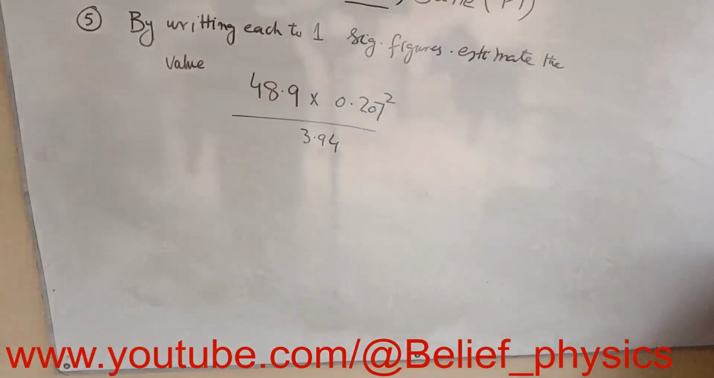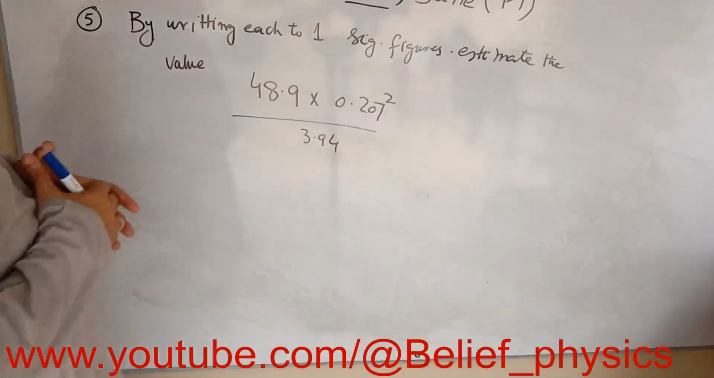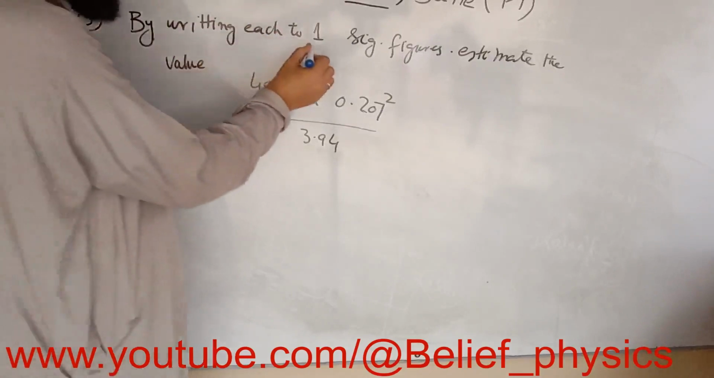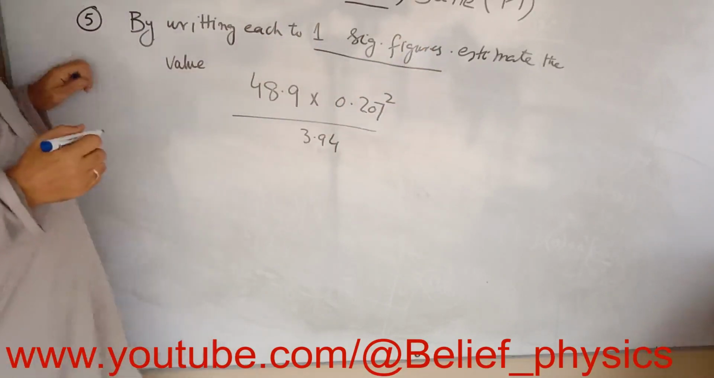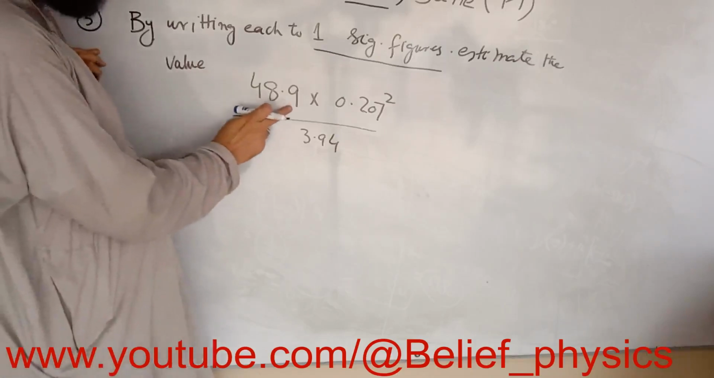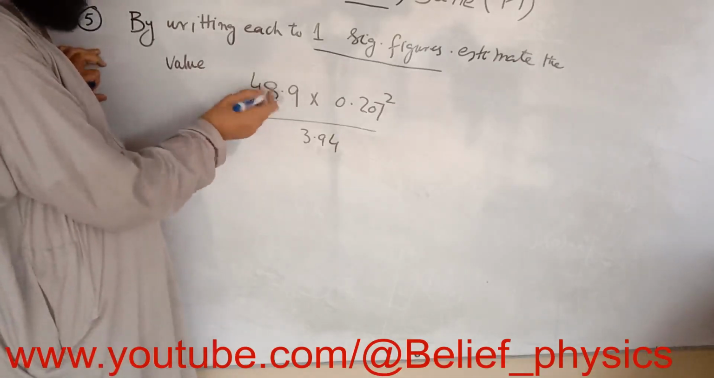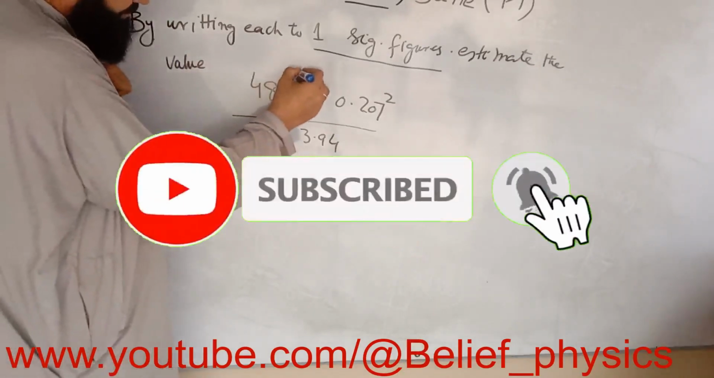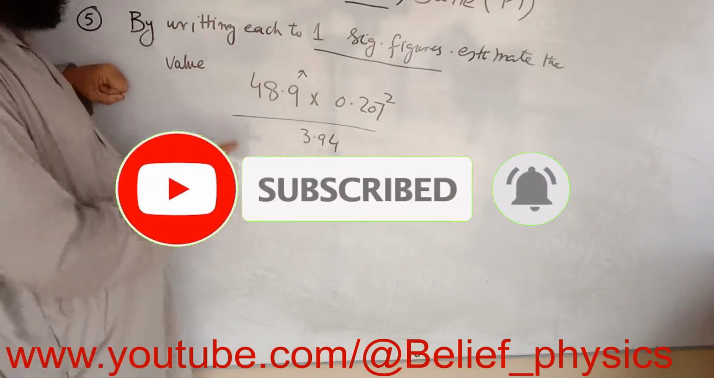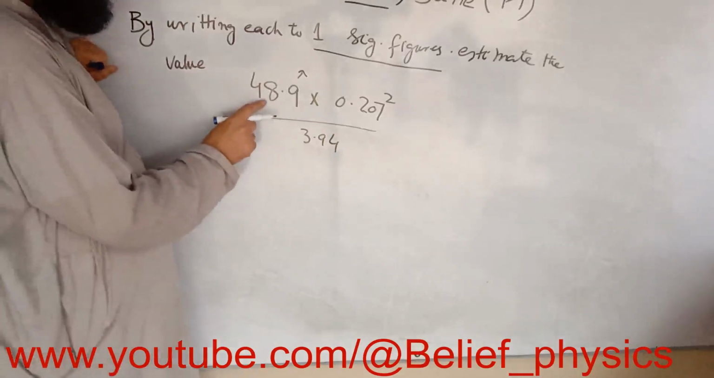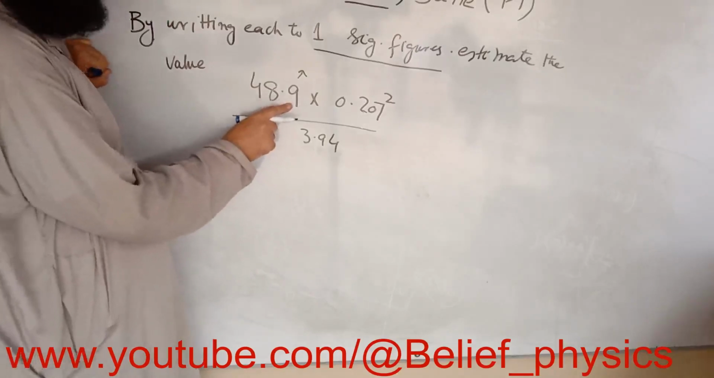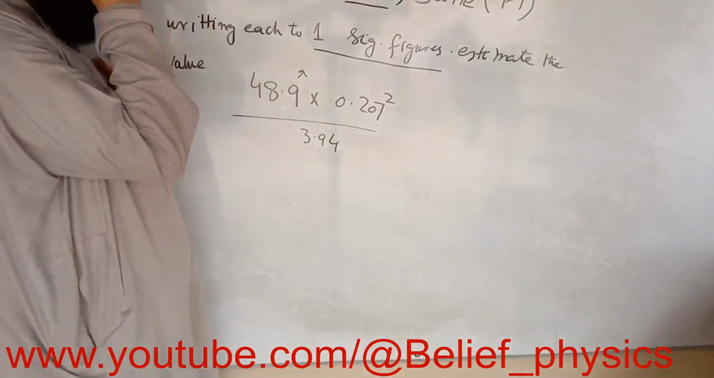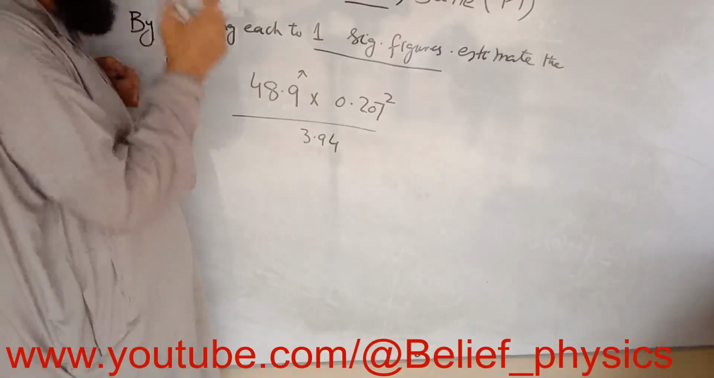Next is about significant figures and the rounding of data. Now we have to write each number to one significant figure. So this number has 3 significant figures, therefore we will round it off to here. Now if we drop this 9, what does it become? This will become 49 because 9 is greater than 5. If you have to drop a number greater than 5, then the next number will be raised by 1. So it becomes 49.